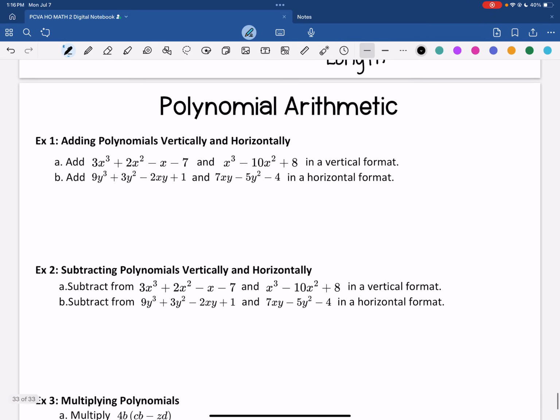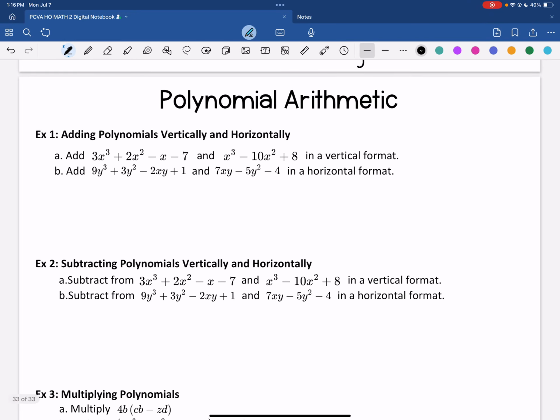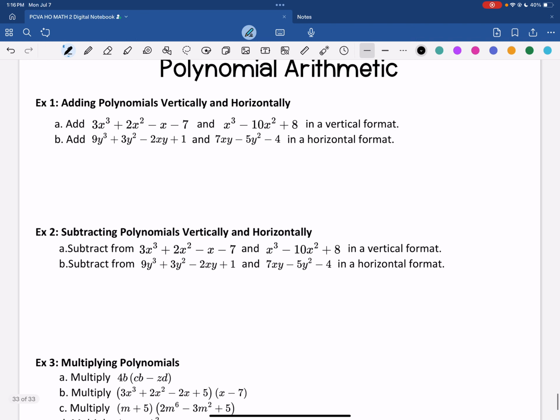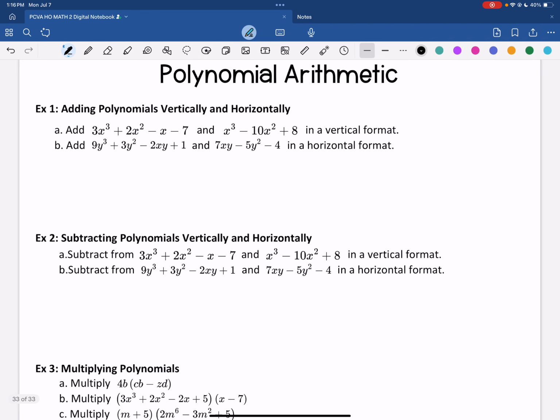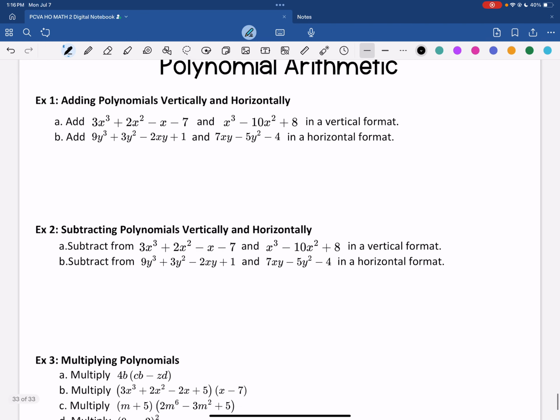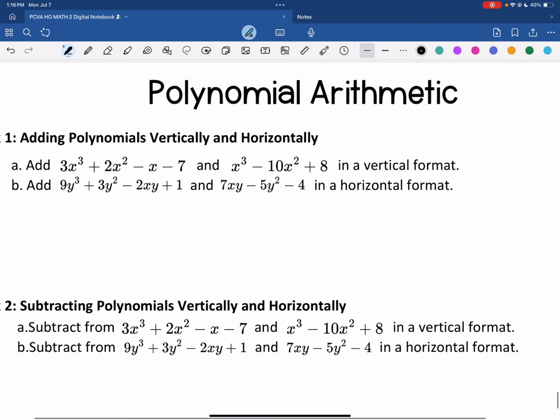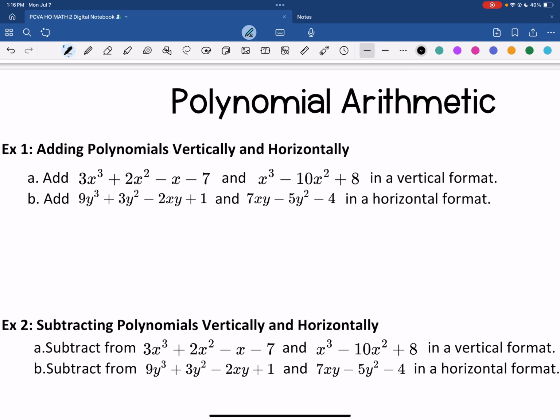All right, for this lesson, we're going to be talking about how to add, subtract, and multiply polynomials. So we're going to look at a few different ways of formatting. You're still doing the same process, especially when you add and subtract, and then we're going to look at some multiplication. When you are adding polynomials, you can do it vertically or horizontally. Formatting is really just completely up to you.